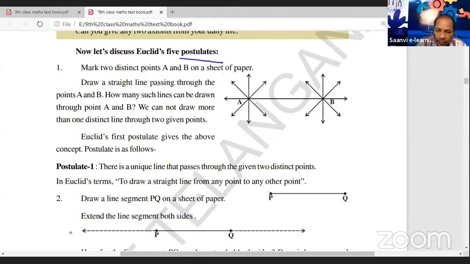It means through the given two distinct points. Here P and Q are two distinct points, two different points. From these two distinct points, we can draw only one line. More than one we cannot draw. So this is Euclid's first postulate. From the given two distinct points, we can draw only one line. It is already drawn and shown here, so we can observe it carefully.